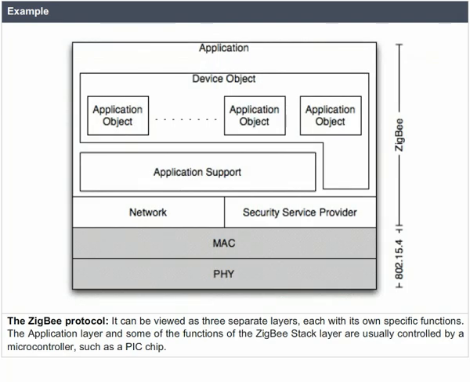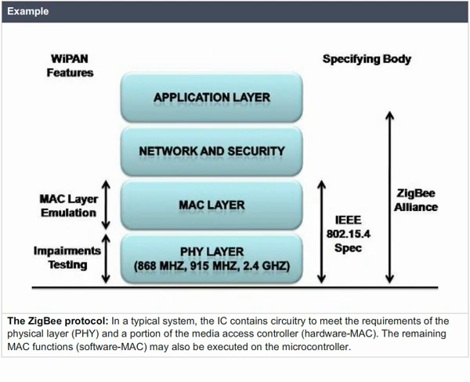The Zigbee protocol can be viewed as 3 separate layers, each with its own specific functions. The application layer and some of the functions of the Zigbee stack layer are usually controlled by a microcontroller such as a PIC chip. In a typical system, the IC contains circuitry to meet the requirements of the physical layer and a portion of the media access control hardware, MAC. The remaining MAC functions, software MAC, may also be executed on the microcontroller.